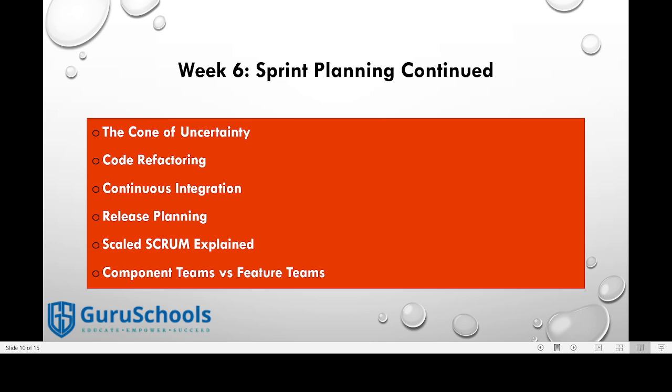How does one really aspire and aim for continuous integration? How does the product owner go about the release planning? We will also touch base upon what is scaled Scrum. We will also focus on items like component teams versus feature teams. And this will give us more clarity and the required confidence in conducting sprints and understanding the entire sprint planning process.